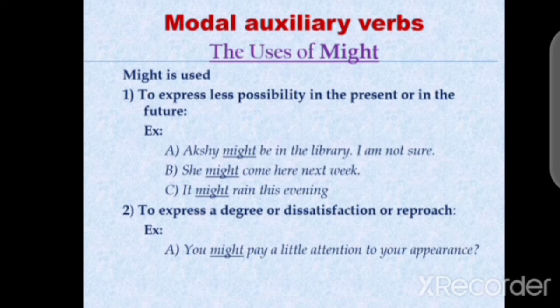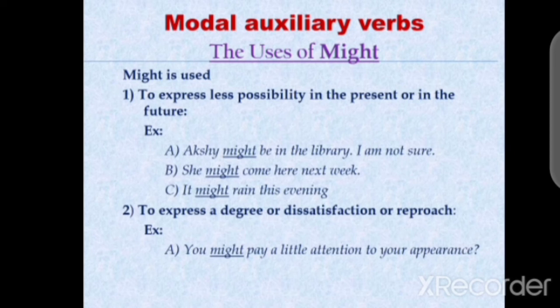The uses of might. Might is used to express less possibility in the future or in the present tense. For example, Akshay might be in the library. I am not sure. She might come here next week. Next example, it might rain this evening. So these all the examples express something was possible but did not actually happen.